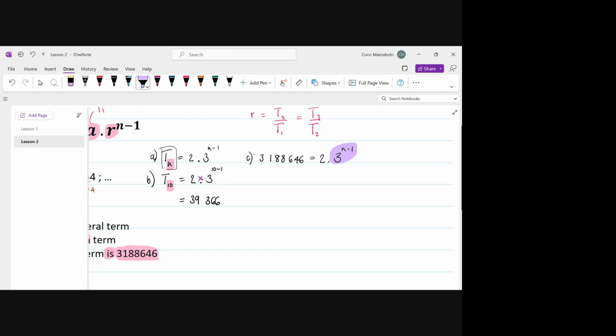Divide by 2. Thumbs up. Is everybody understanding what Abu's saying? Everyone okay? Because it's 2 times 3. So in order to get rid of the 2, I'm going to divide by 2 on both sides. So we're going to divide by 2, divide by 2. So that will cancel. So what I should get here is 1,594,323, I believe, if I did my calculation correctly.